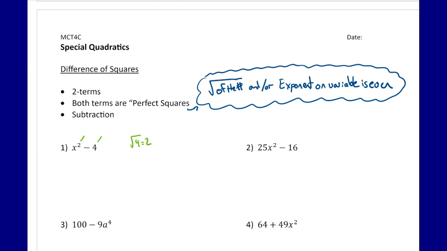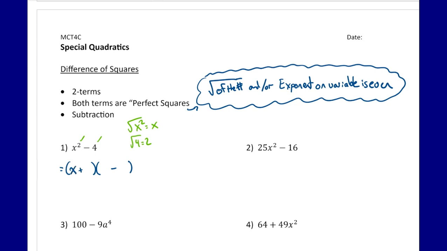When I'm factoring a difference of squares, there's going to be two brackets. One is going to be plus and one is going to be minus. That's always going to be the case. The first term in each bracket is going to be the square root of the first term, which in this case, the square root of x squared is x, or essentially you're dividing that exponent by 2.